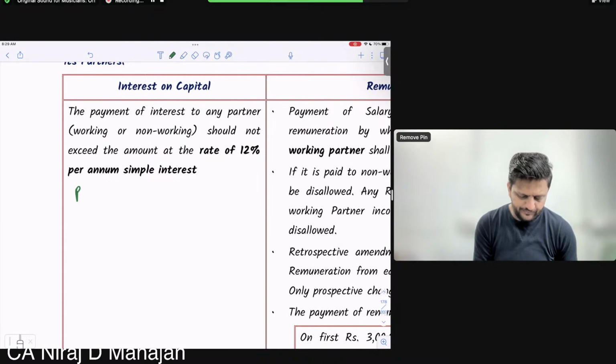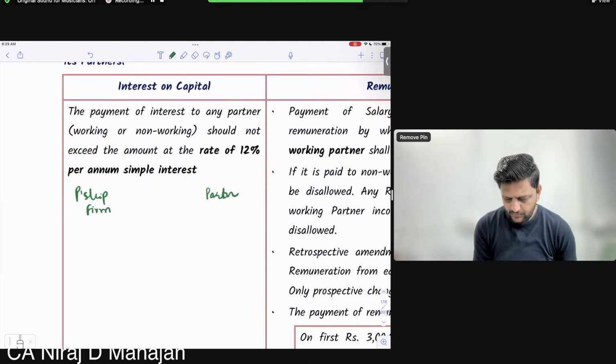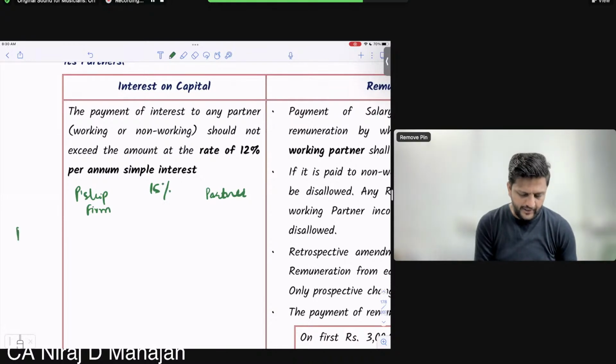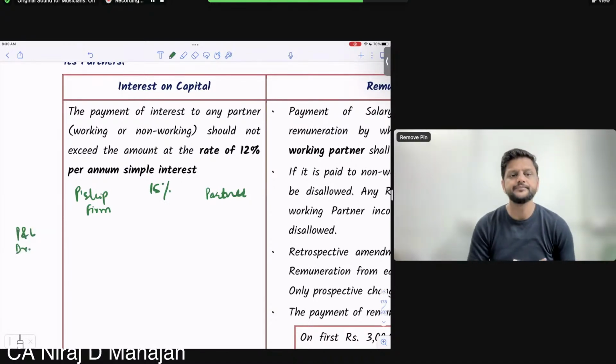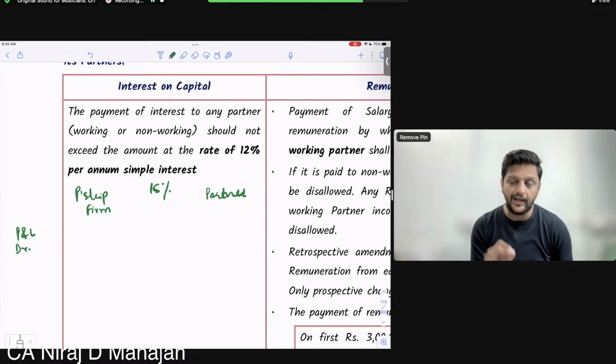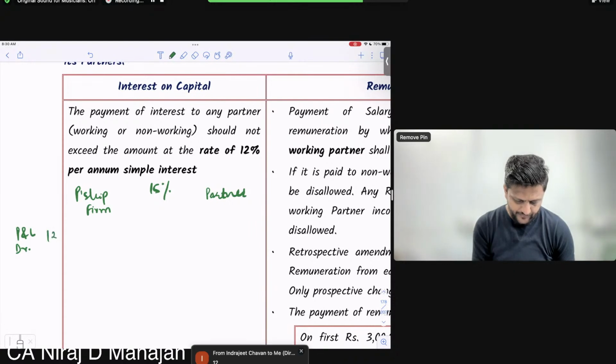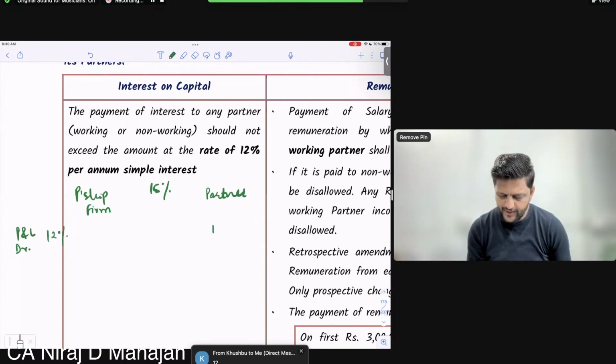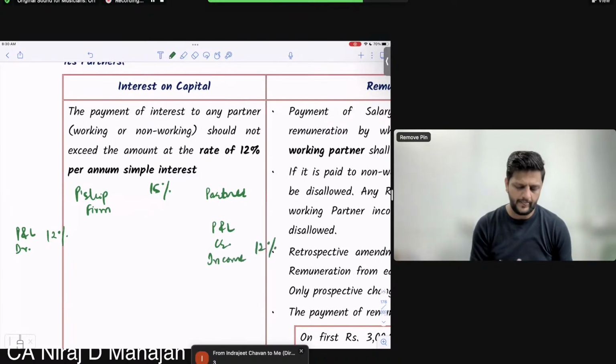I'm just writing a Bachu partnership firm. And here the partner, let us say Bachu, gets interest at the rate of 15%. Tell me, P and L debit. Pay attention now, how much will it be over there? Allowed 12%. Therefore, I'm writing P and L credit, that is income. It will be 12%. Clear till here? Now, for the firm, Bachu, what will happen?